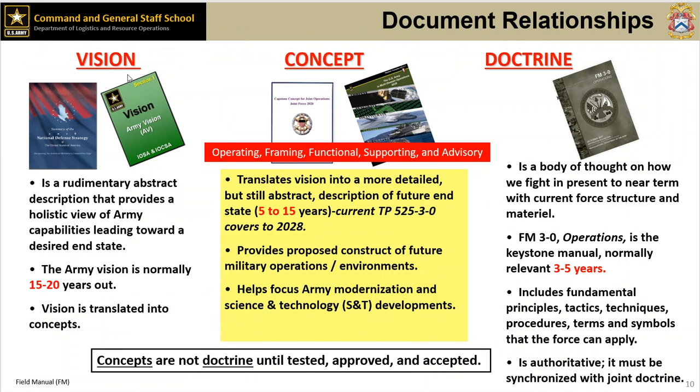This is important in the relationship between how we get to doctrine, the authoritative guidance, near term, 3 to 5 years. Visions are those broad looks at how we think we might fight, 15 to 20 years out, translates into concepts, and then that translates into doctrine. So 15 to 20, 5 to 15, and then 3 to 5. This is important. Concepts are not doctrine until tested, approved, and accepted. That's why it's important to know what's the doctrine so that we know what the authoritative guidance is.